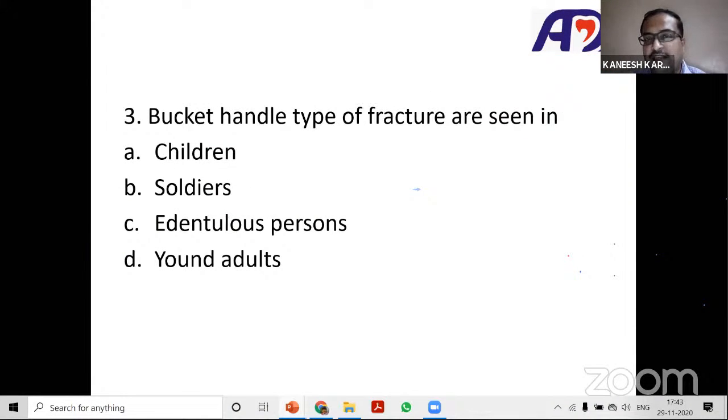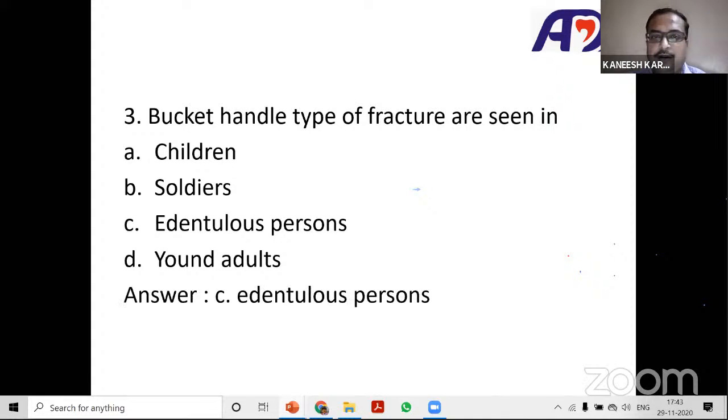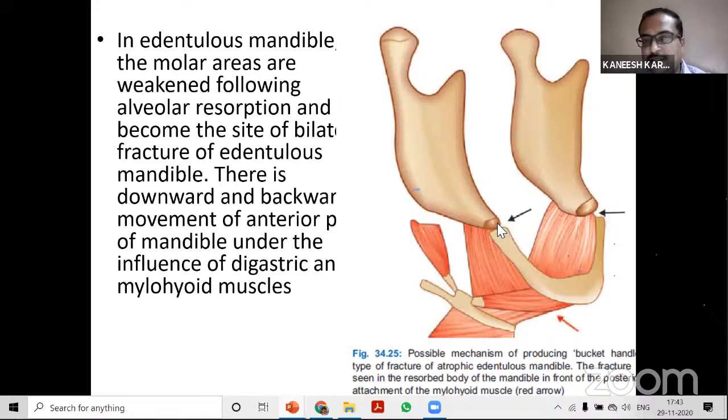Bucket handle type of fracture is seen in edentulous people. We'll see why. If the patient is edentulous, the mandible is severely atrophied. So because of the muscle pull, the mylohyoid and the digastric muscle pull, the mandible fractures at the body like this. This is called a bucket handle fracture.